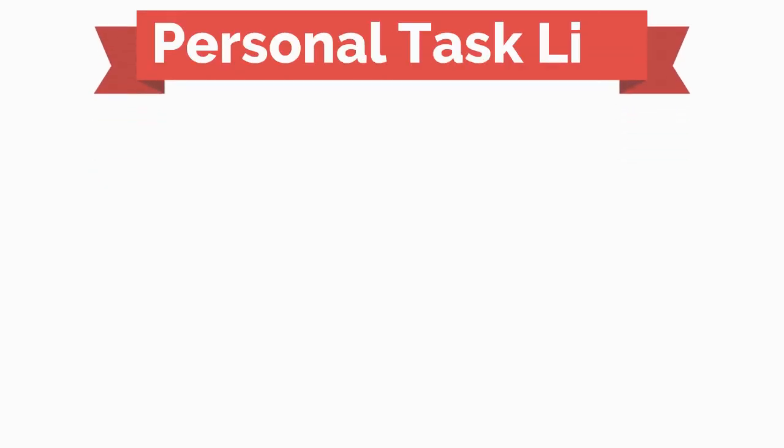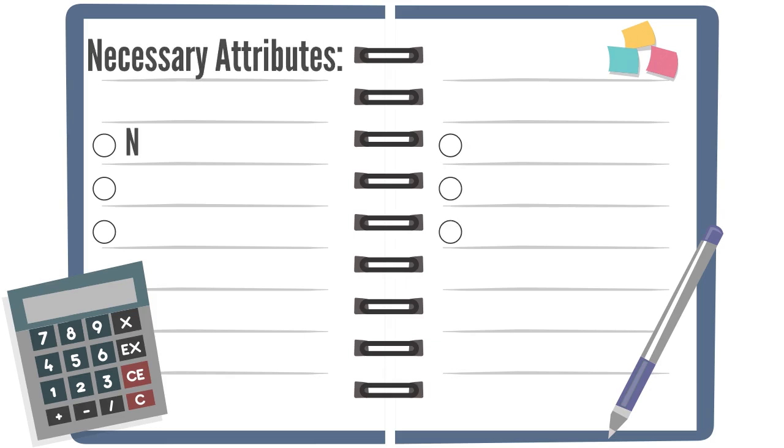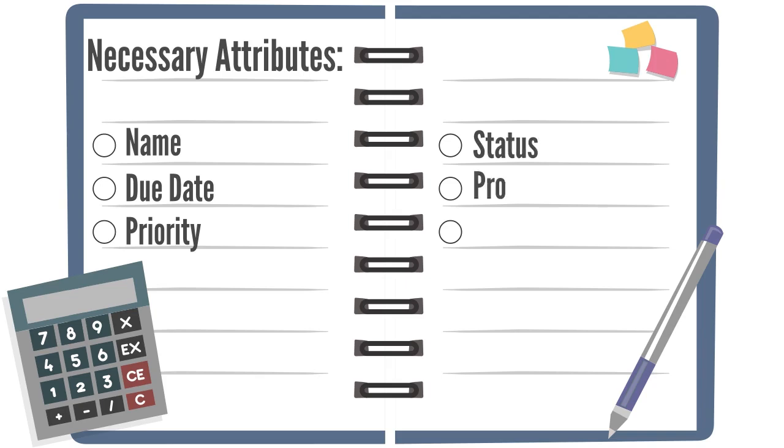A personal task list is a list of scheduled tasks and jobs assigned to a person. Each element or item in the personal task list is a task entry that has some necessary attributes, including name, due date, priority, status, progress, and ID.